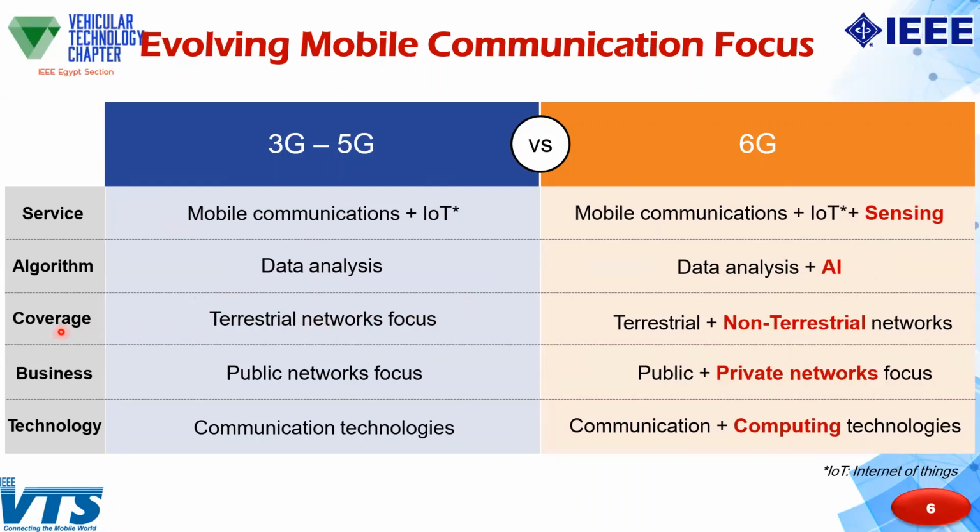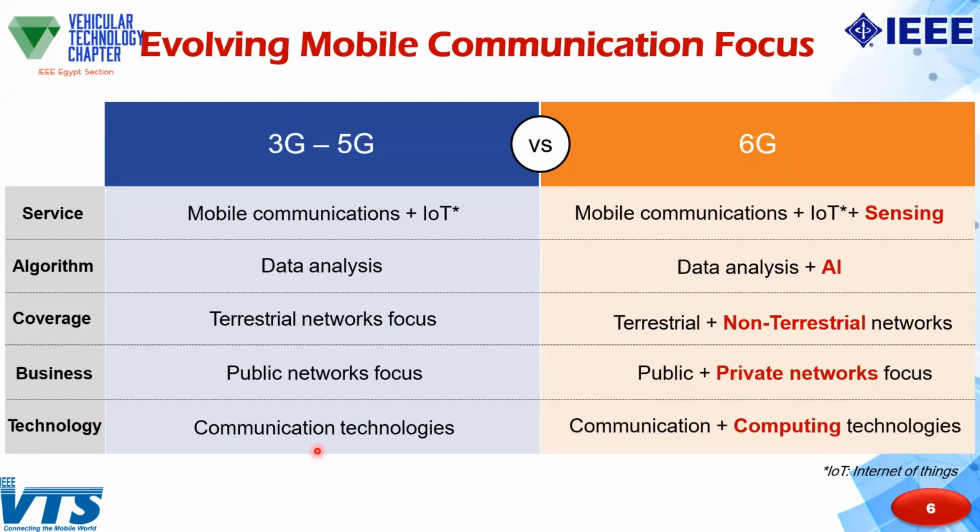Coverage. From the coverage point of view, the 5th generation is working maybe on the terrestrial network only, meaning that the sites are on the land and the users are on the land. And from the 6G perspective, as we will see, terrestrial networks as well as non-terrestrial networks, which include satellite and aerial communication facility. Business. From the business perspective, in the 5th generation, we have public networks. And in the 6th generation, we can get the opportunity of having public operators as well as private operators.